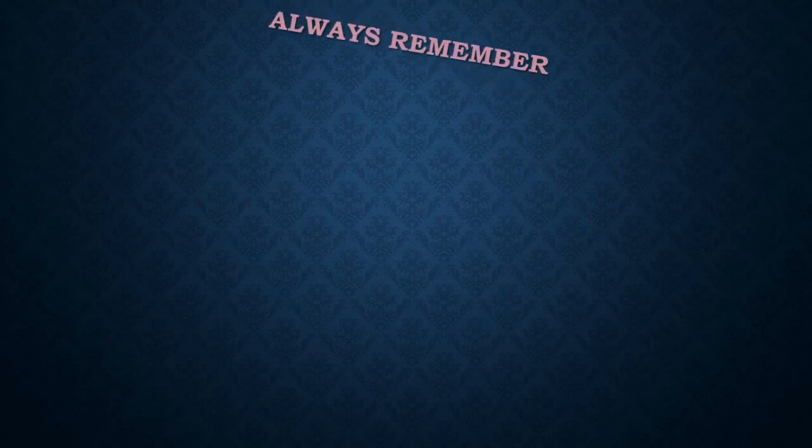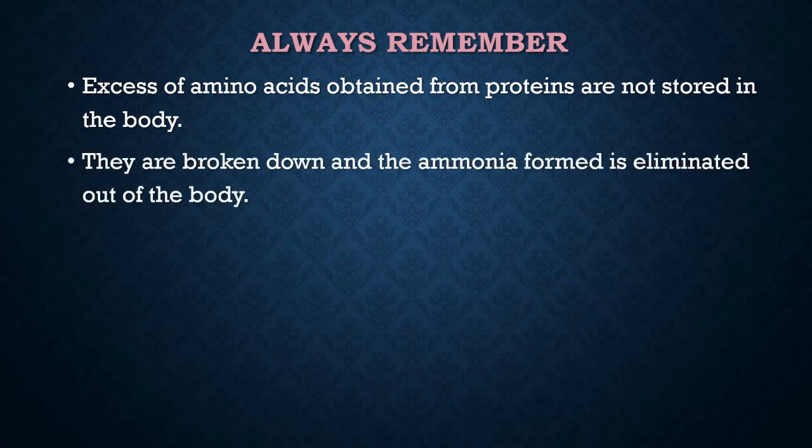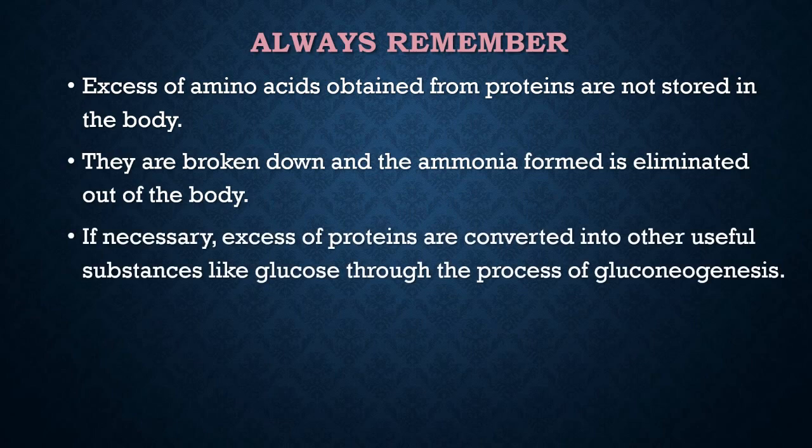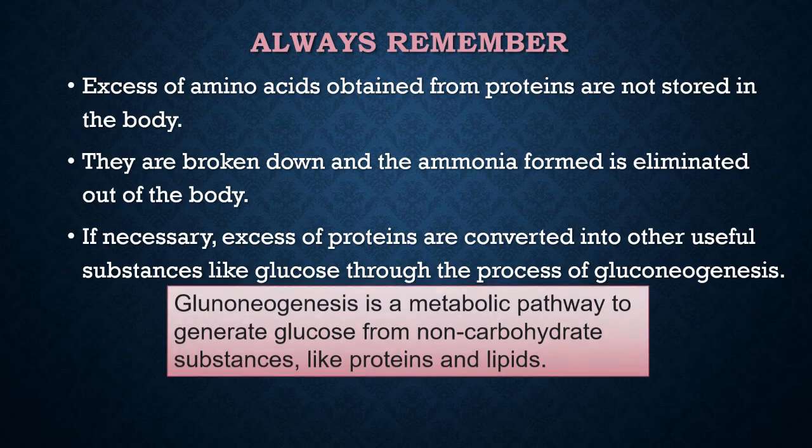There are some points to be remembered regarding protein. The excess of amino acids obtained from proteins cannot be stored in the body. They will be broken down and the ammonia formed is eliminated out of the body in urine. If necessary, the excess of proteins can be converted into other useful substances like glucose through a process called gluconeogenesis. It is a metabolic pathway to generate glucose from non-carbohydrate substances like proteins and lipids. This especially happens during fasting.